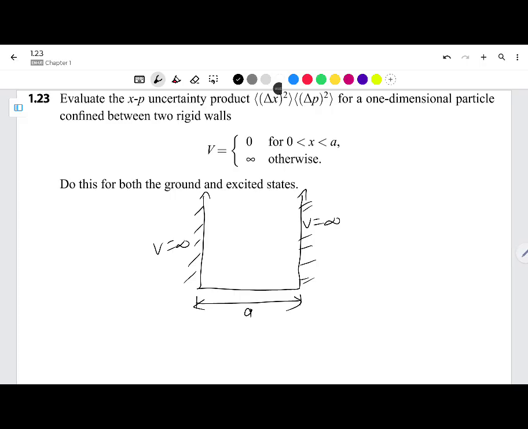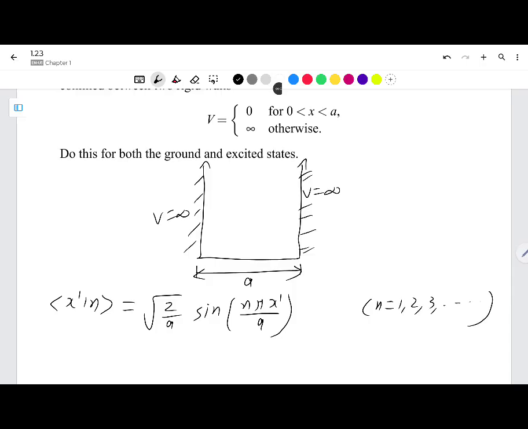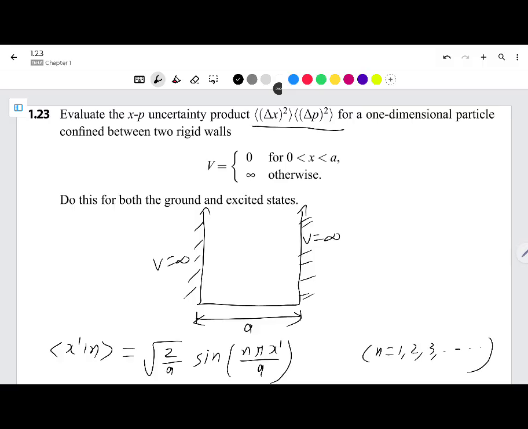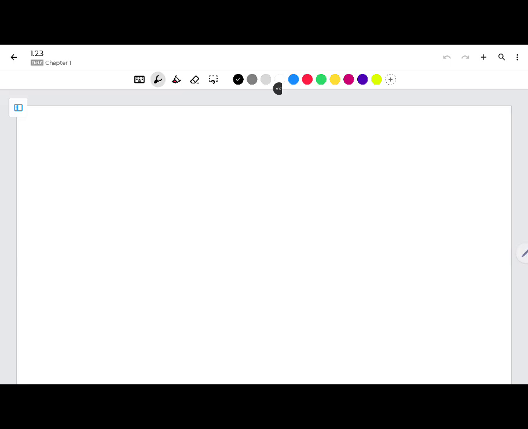We know that for a particle in a box, for the nth energy eigenstate, the wave function in position space looks something like this. Here n is 1, 2, 3 and so on. And we need to verify that this uncertainty holds for every state. So we need to start with the expectation value of x.